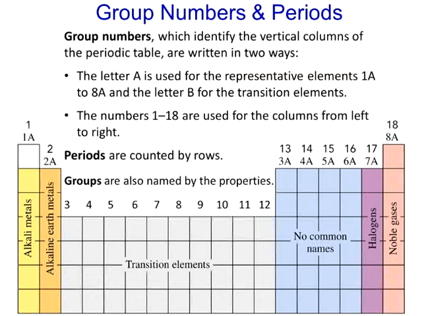Then we have the transition elements, which is an area that I call the valley. That's 3 through 12, or the B group. In this group, we have metals capable of adopting more than one charge. The transition metals are used quite a bit in catalytic processes.